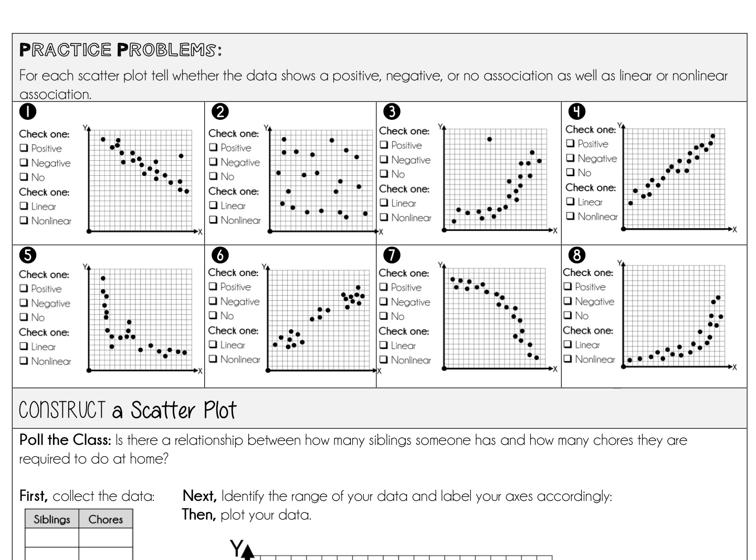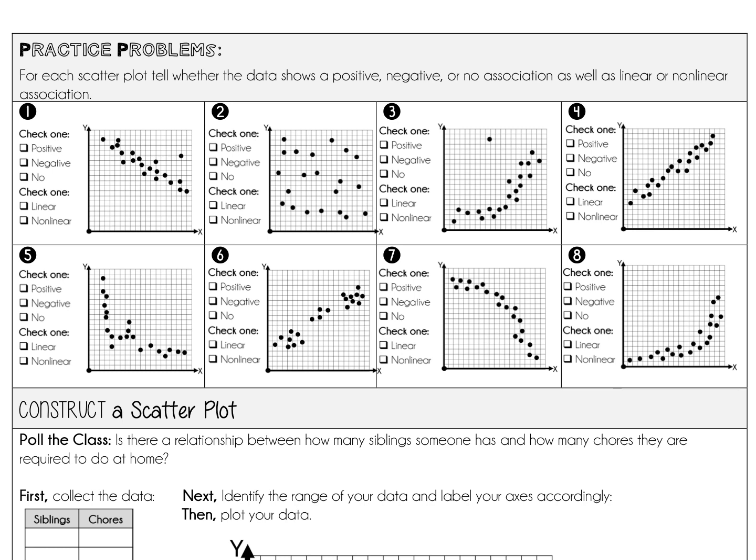For number 1, you should have checked that it has a negative linear association. For number 2, you should have checked that there is neither a positive nor a negative association, making it nonlinear. For number 3, you should have checked that there was a positive and nonlinear association. For number 4, you should have checked positive and linear. For number 5, you should have checked negative and nonlinear.